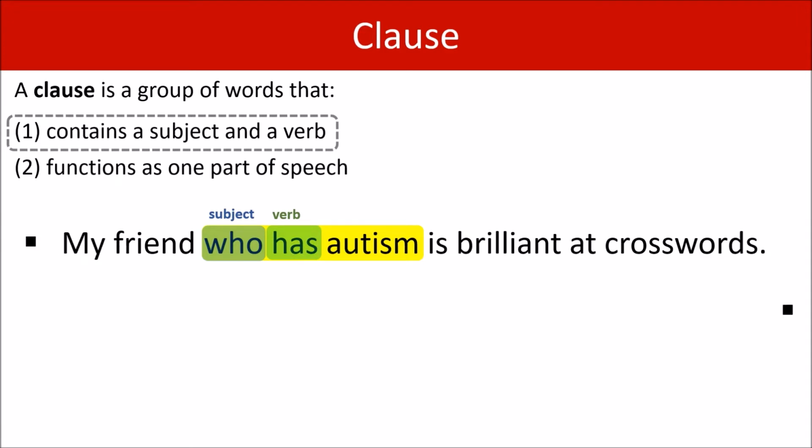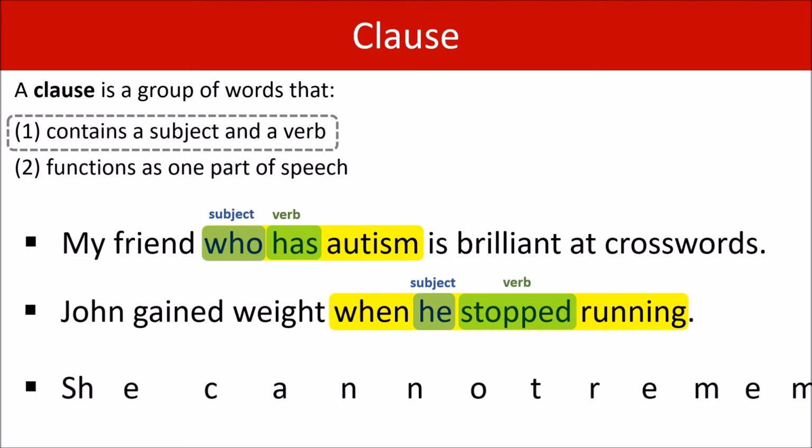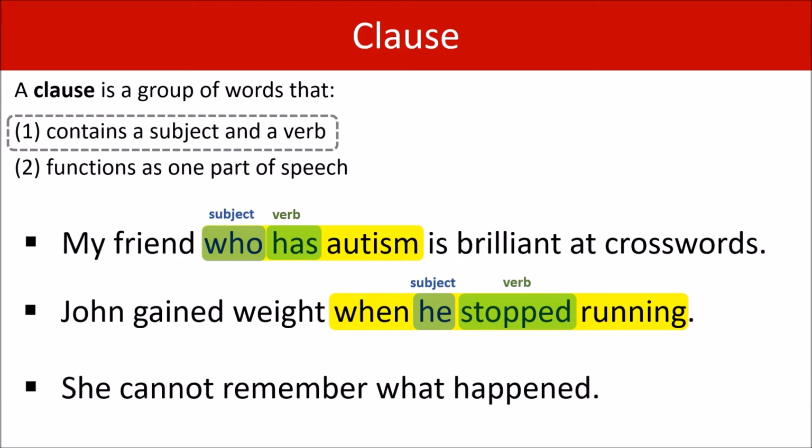Let's look at another example. John gained weight when he stopped running. When he stopped running is a clause. There's our subject and there's our verb. Let's do another. She cannot remember what happened. What happened is an example of a clause. There is our subject and there is our verb.